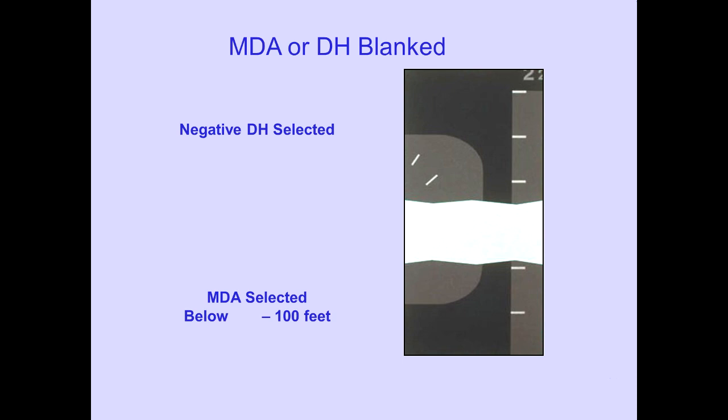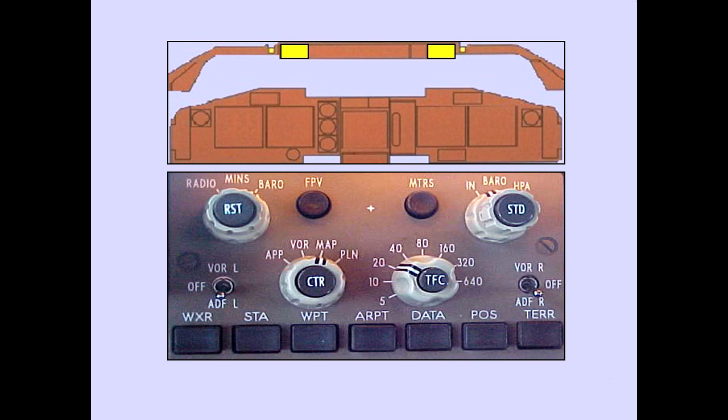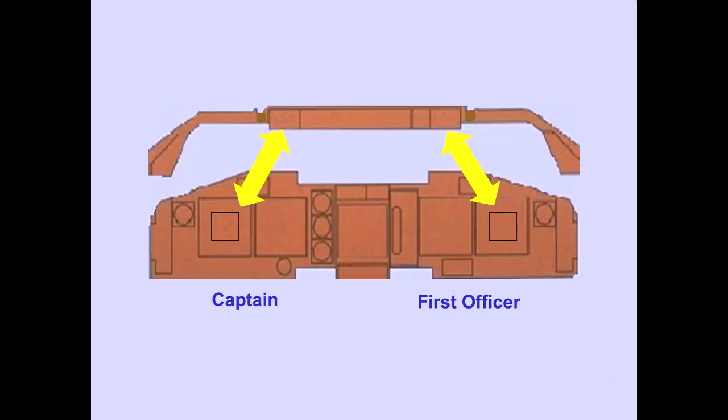Selecting an MDA lower than minus 100 feet, or inserting a negative value for DH will remove the respective display. The EFIS control panels are located on the glare shield. The left EFIS control panel controls the captain's PFD, and the right panel controls the first officer's PFD.